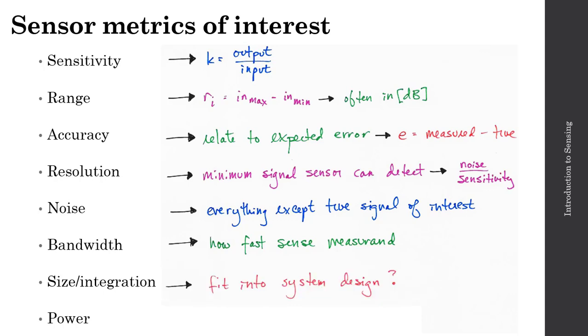of interest. While things like size and integration, that's ultimately answering the question, does this sensor fit into the design of my system? And then for power, we're mostly interested in the power consumption. And that's going to be described in terms of watts. So certainly all of the metrics listed here, as well as likely other ones that are of interest to you for your particular application, you should be able to look these up and identify the values for each of these metrics on a datasheet.